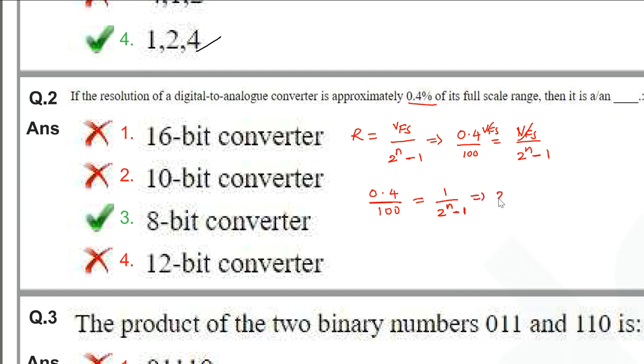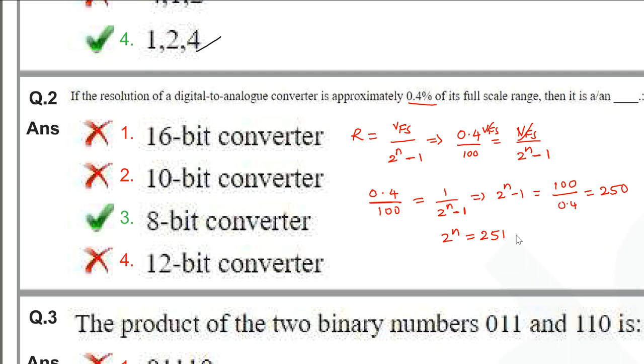So from this, 2 power n minus 1 will be equal to what? It is 100 divided by 0.4. If you simplify this, you'll get the answer 250, and 2 power n is nothing but 251.